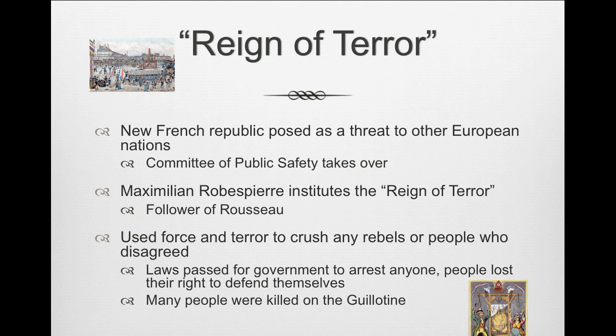And he was a follower of Jean-Jacques Rousseau, so he did have the influence of Enlightenment ideas. But Robespierre used force and terror and fear to crush any of the people who opposed him. And so he passed laws against anyone who might disagree with him, that they could be arrested. And now people no longer have the ability to defend themselves. So people lived in fear of the government at this time, and many people are killed using the guillotine, which you can see the pictures here of the very famous guillotine that took the lives of so many people during the Reign of Terror.